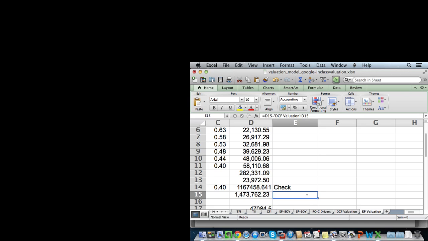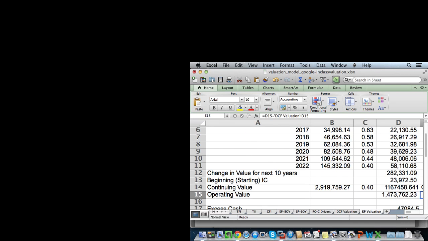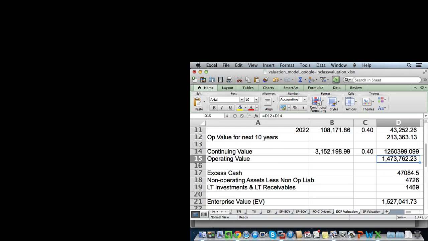Sorry, what I forgot to do is just add these three things together. So sum D12, D13, D14. But in the previous one on the valuation, you didn't add it. In the DCF, we didn't because we didn't worry about the starting invested capital in the DCF.